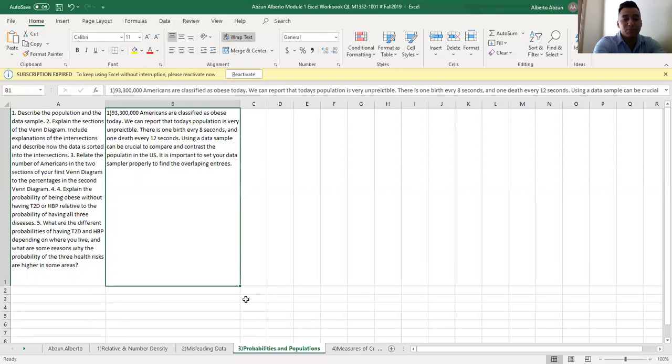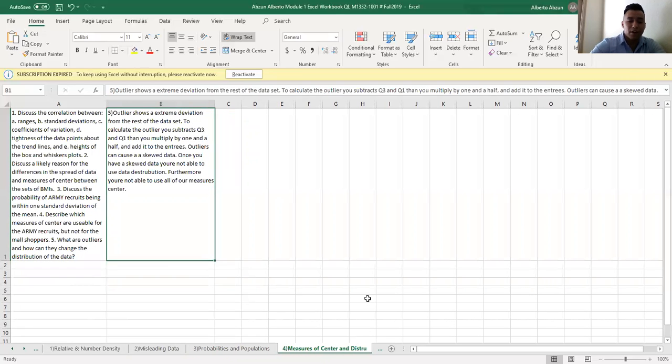Using a data sample can be crucial to compare and contrast populations in the US. When you set up these data samples, you have to properly find the overlapping entries so you can have a better, bigger picture of the whole thing, like in this scenario, where you're doing a data sample. So you want to find the overlapping entries, and then you want to set up your data as such.